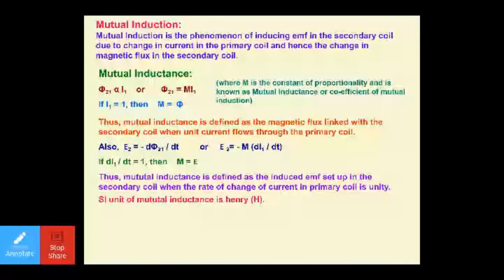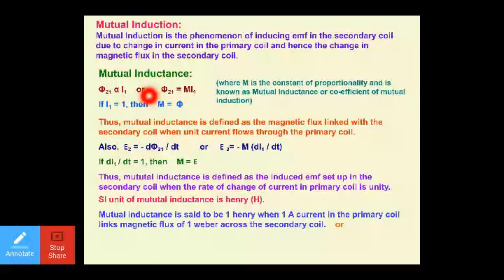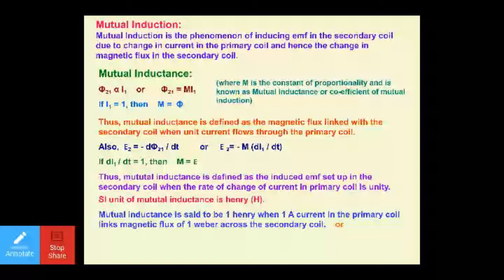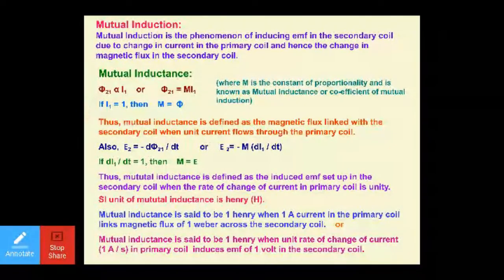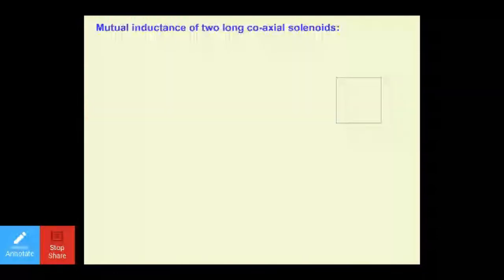Its SI unit is also henry. Mutual inductance is said to be 1 henry. This definition is from here, M is equal to phi 21 upon I1. So mutual inductance is said to be 1 henry when 1 ampere of current in the primary coil is linked with a magnetic flux of 1 weber across the secondary.